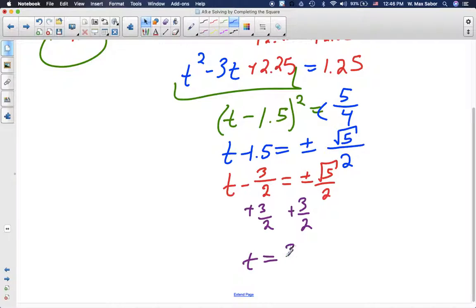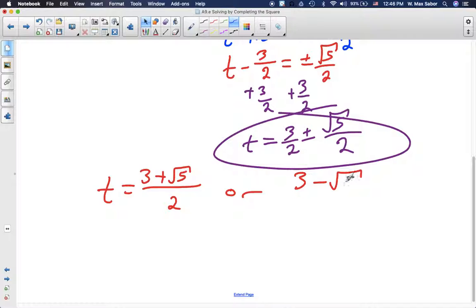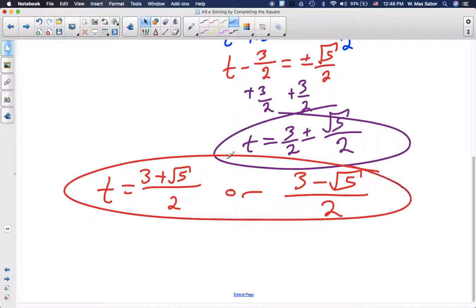T equals 3 halves plus or minus square root of 5 halves. So that's an answer. Or you could write it as t equals 3 plus the square root of 5 all over 2, or 3 minus the square root of 5 all over 2. That's a different way of writing the answer.